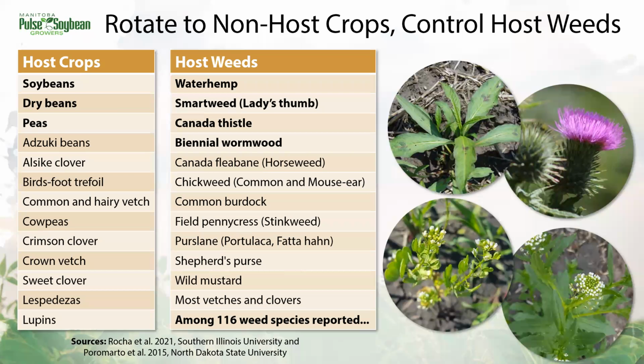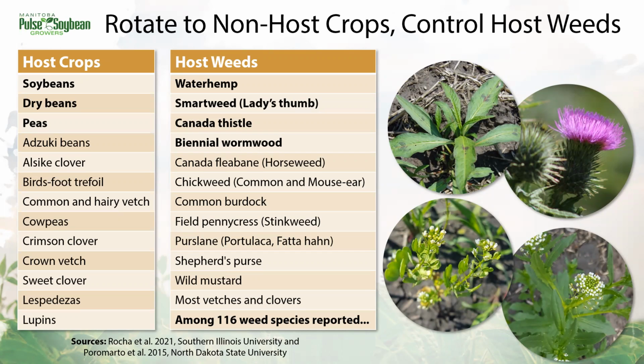Crop rotation is a main option for bringing those cyst numbers down. If we're rotating away from susceptible crops, SCN numbers can be brought down by 55% in one weed-free non-host crop year. Highlighted here, soybeans, dry beans, and peas are host crops, among others. And that weed-free piece is pretty critical. 116 weed species have been reported to host SCN. I've highlighted a few of them on this slide, but there are many others.